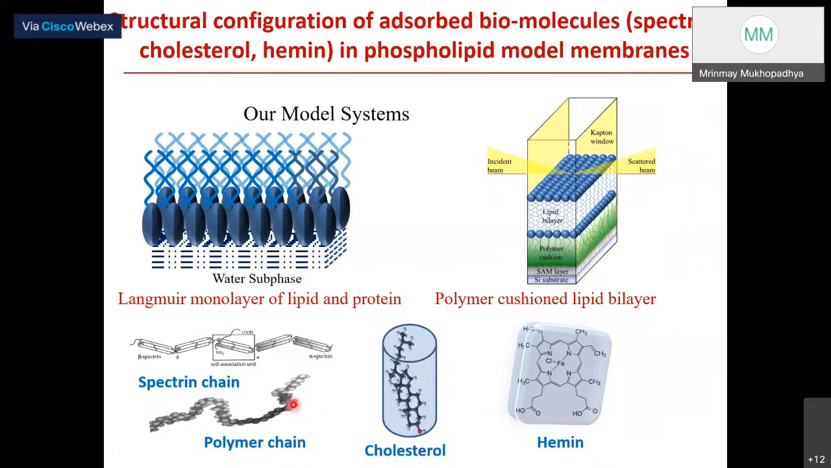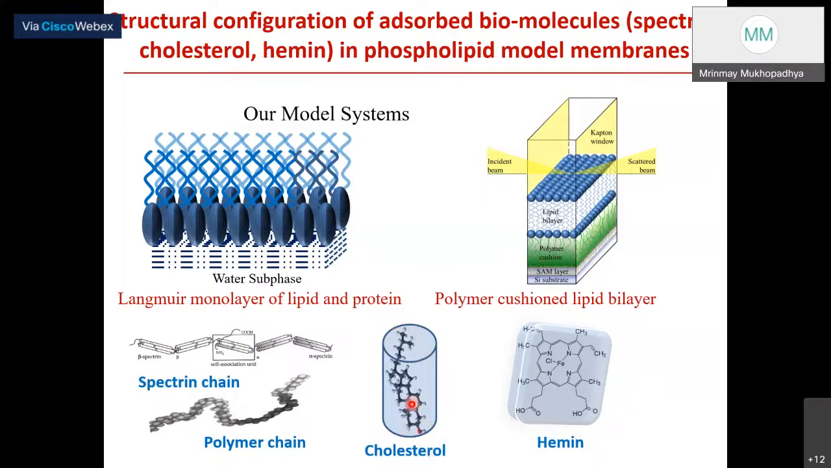You can think of one as a polymer chain, which is actually a protein, spectrin. You know, this spectrin is a membrane protein. It basically forms the cytoskeleton of a cell. So we took this spectrin, which is similar to a long polymer chain.